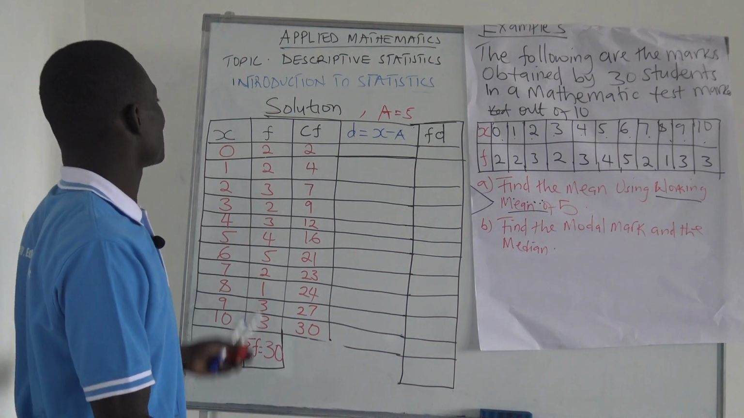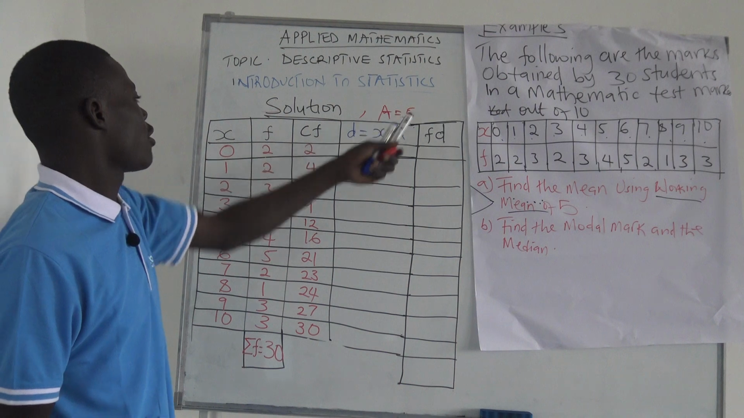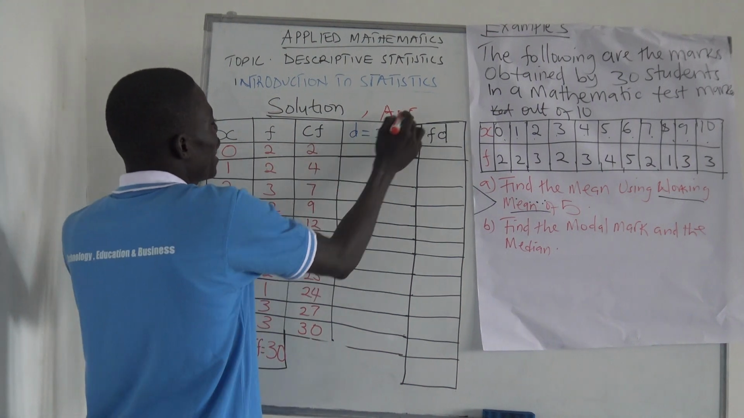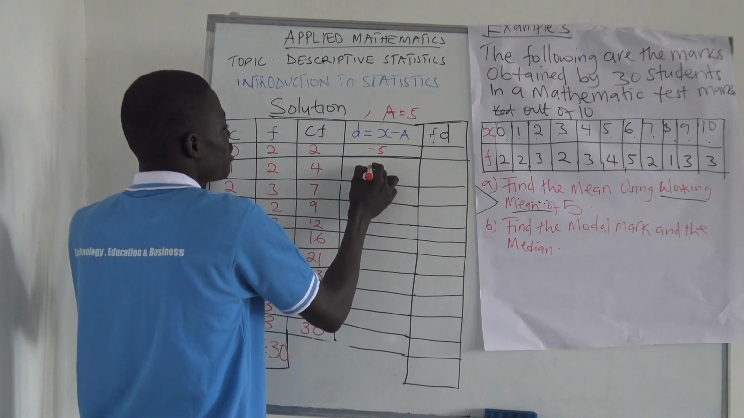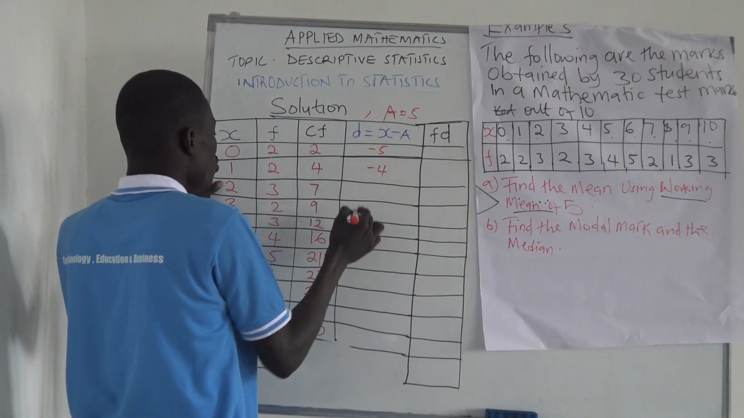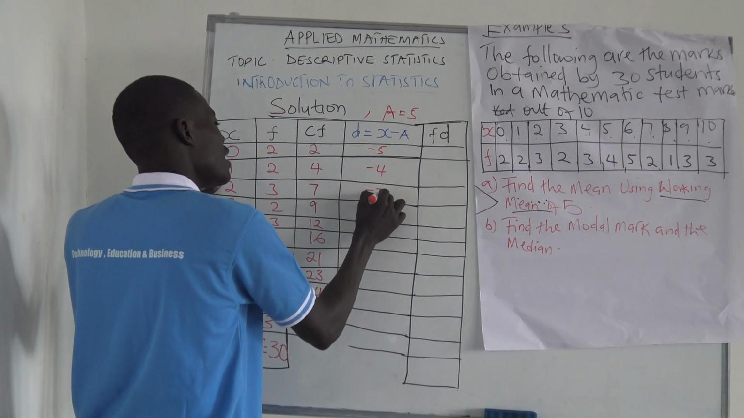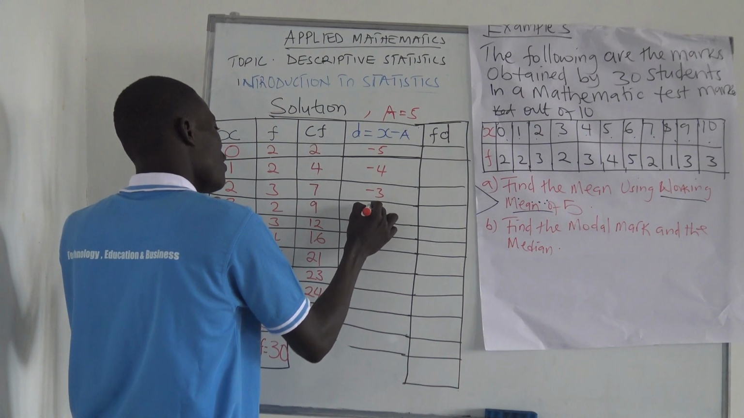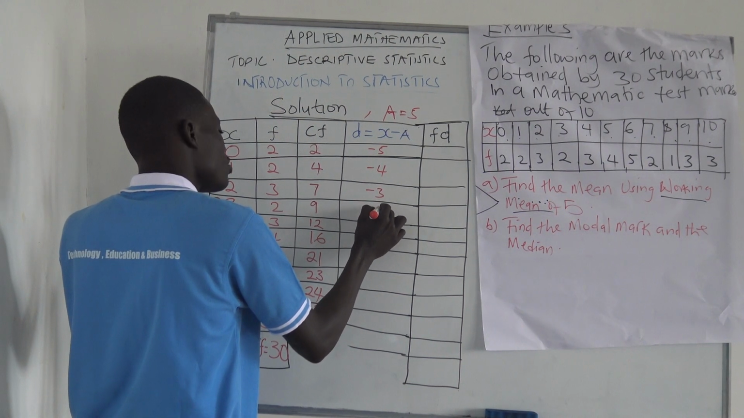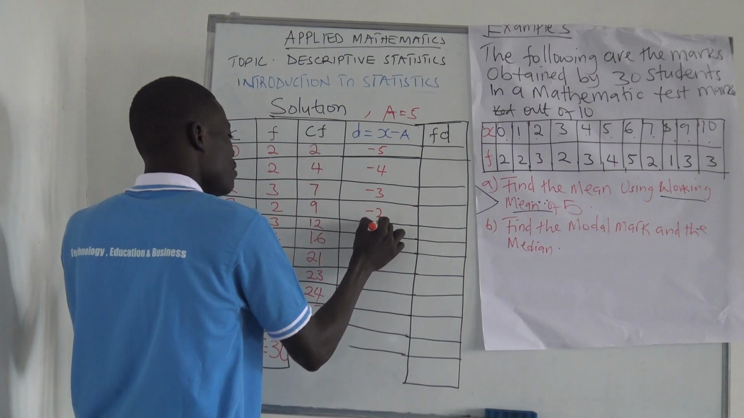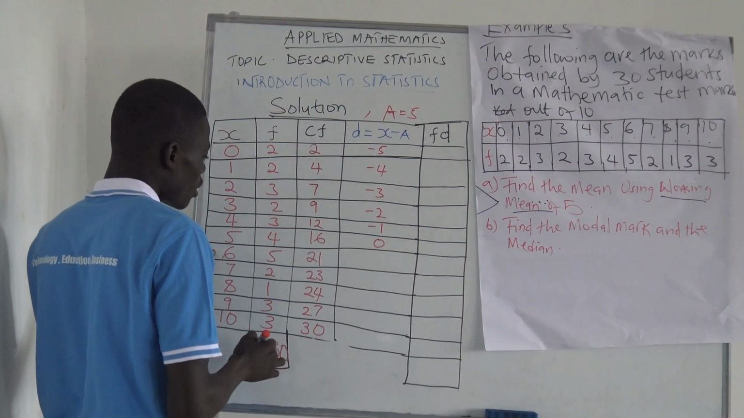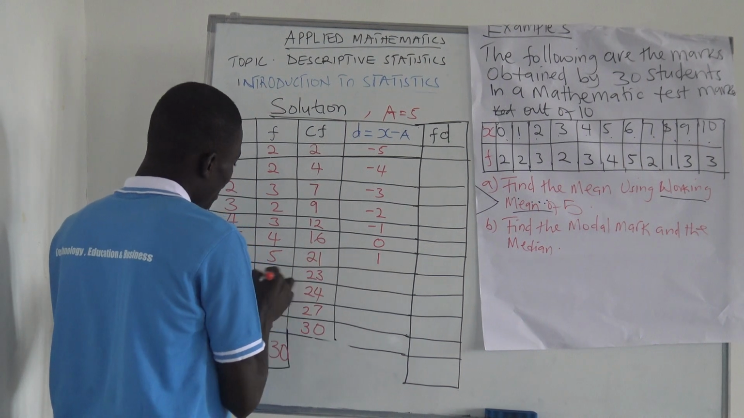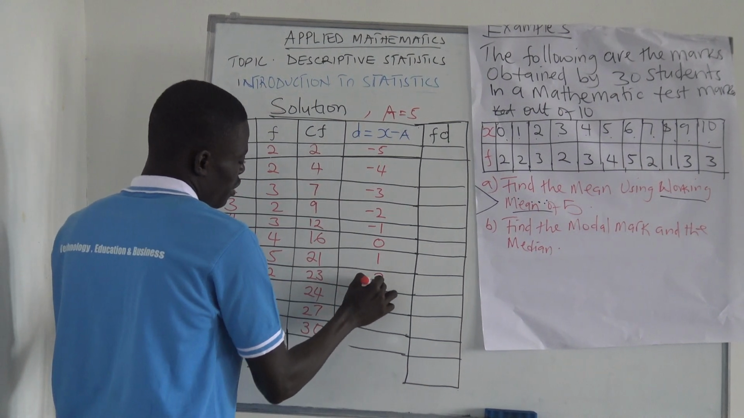So we shall subtract 5 from the value of X. So 0 minus 5, we get minus 5. 1 minus 5, we get minus 4. 2 minus 5, we get minus 3. 3 minus 5, we get minus 2. 4 minus 5, you get minus 1. 5 minus 5, we get 0. 6 minus 5, we get 1. 7 minus 5, we get 2.